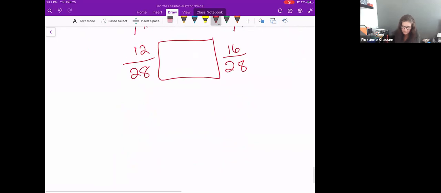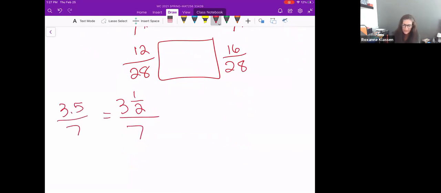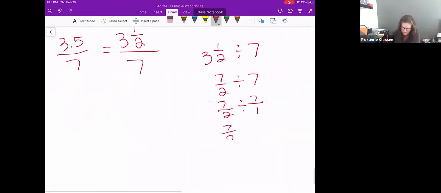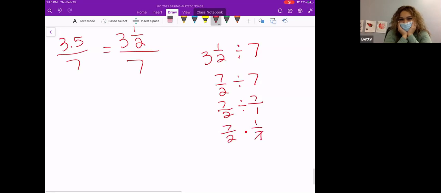Yeah, and then look at it this way too. If I have 3.5, because that's what we had, right? When we had 3.5/7. If we have 3.5/7, that's really a division problem. 3.5 divided by 7, which is really 7/2 divided by 7/1, which is what we're going to talk about next week, times 1/7. And you get 1/2.